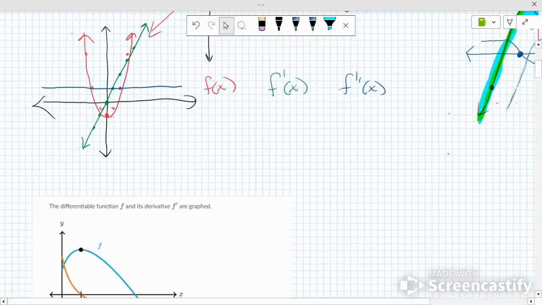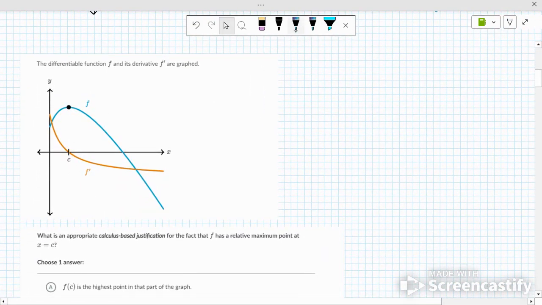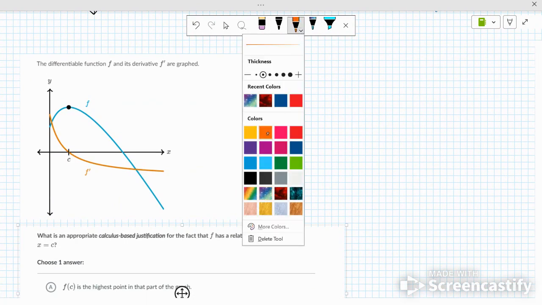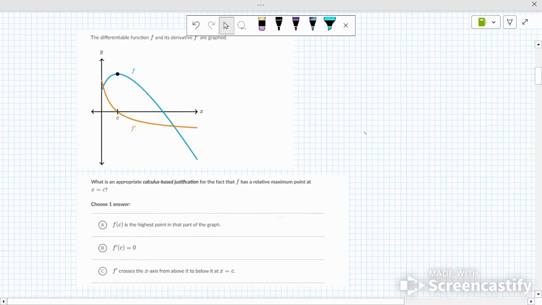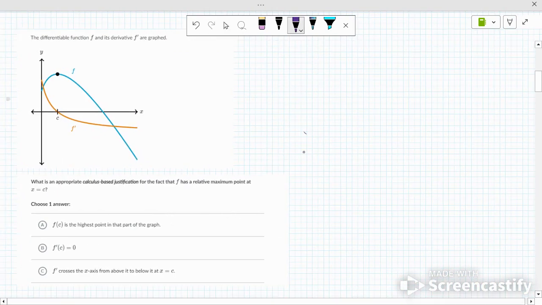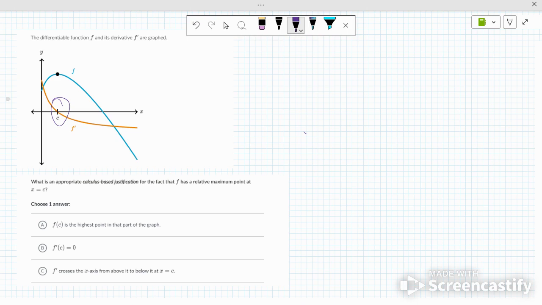Now we're going to look at the problems. So these first problems will be a little easier than what I just got done explaining. Okay, let me go to purple. So the blue is a function. The orange is the first derivative. Why do we know that point C crosses the x-axis there? Because it's a maximum point. F of C has the highest point on the graph.